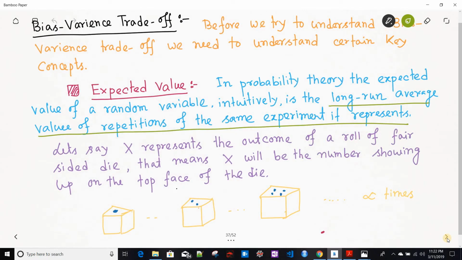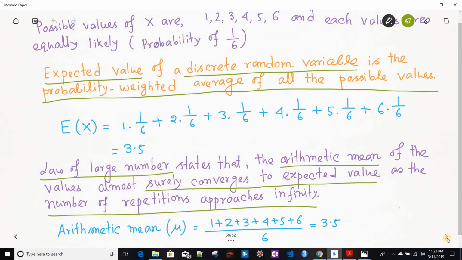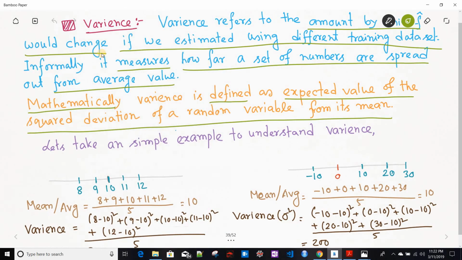Now let's talk about variance. Variance basically represents, so suppose in our supervised learning, what we are doing over here.